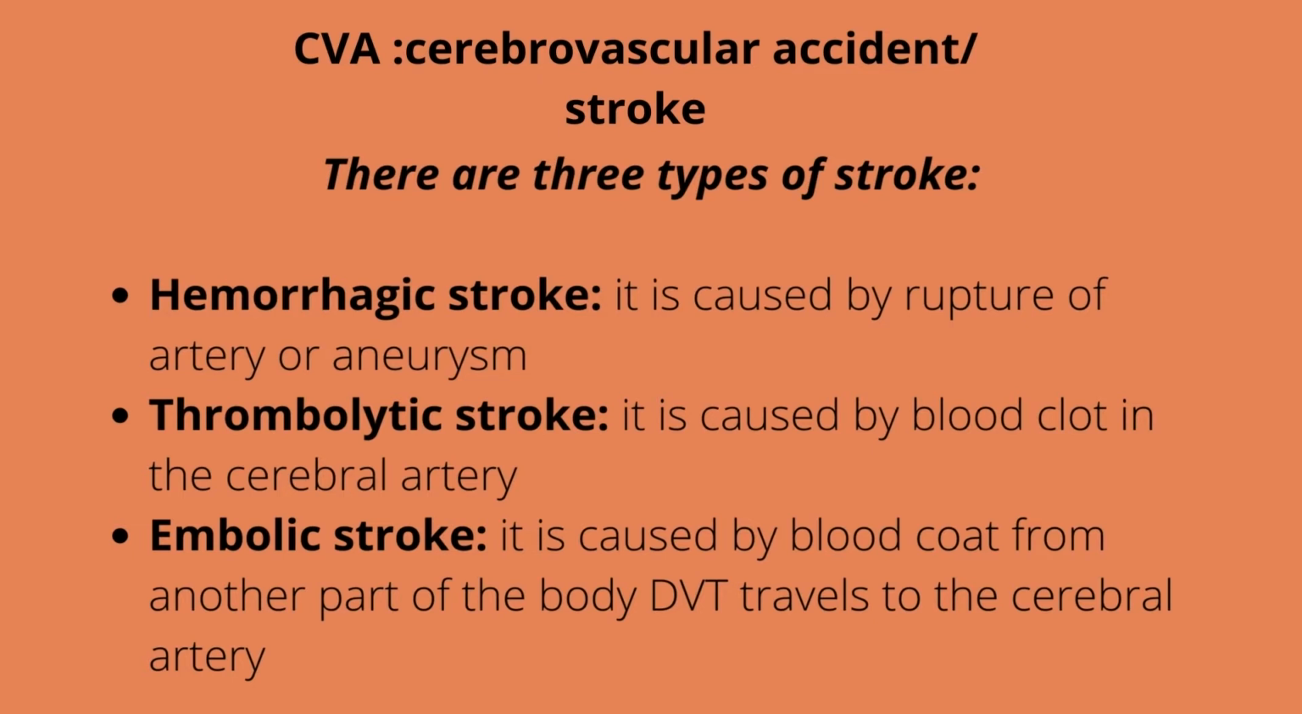There are three types of stroke. There is a hemorrhagic stroke, a thrombolytic stroke, and an embolytic stroke. So what is a hemorrhagic stroke? A hemorrhagic stroke is caused by a ruptured artery or an aneurysm. A thrombolytic stroke is caused by a blood clot in the cerebral artery. And lastly, our embolytic stroke is caused by a blood clot from another part of the body. DVTs, right? They travel to the cerebral artery.